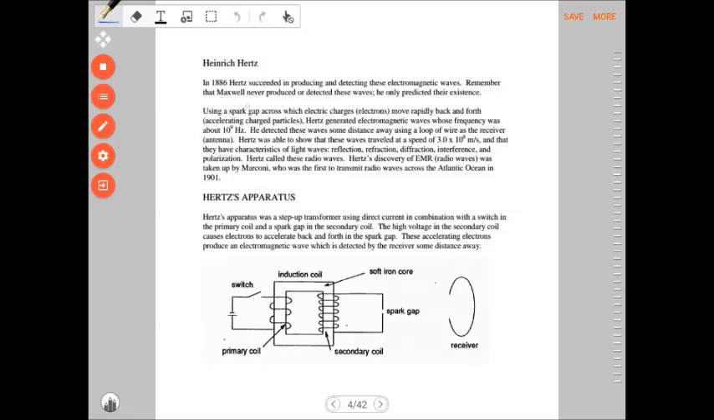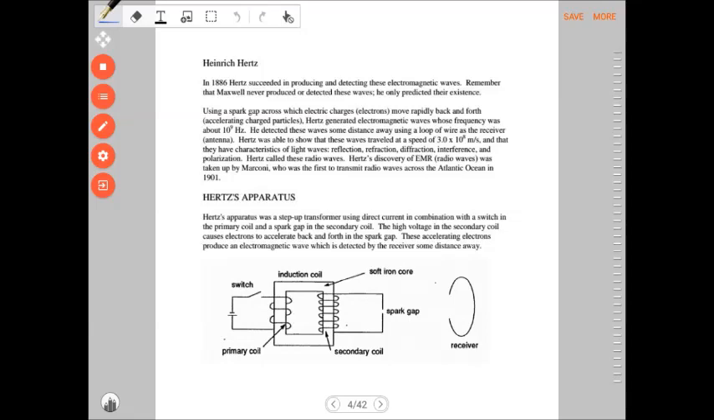Using a spark gap across which electric charges or electrons could move rapidly back and forth, Hertz generated electromagnetic waves whose frequency was in the 10 to the 9th hertz. Now remember, 10 to the 9th is about a billion. So a billion hertz or a billion cycles per second. He detected these waves some distance away using a loop of wire as the receiver or an antenna.